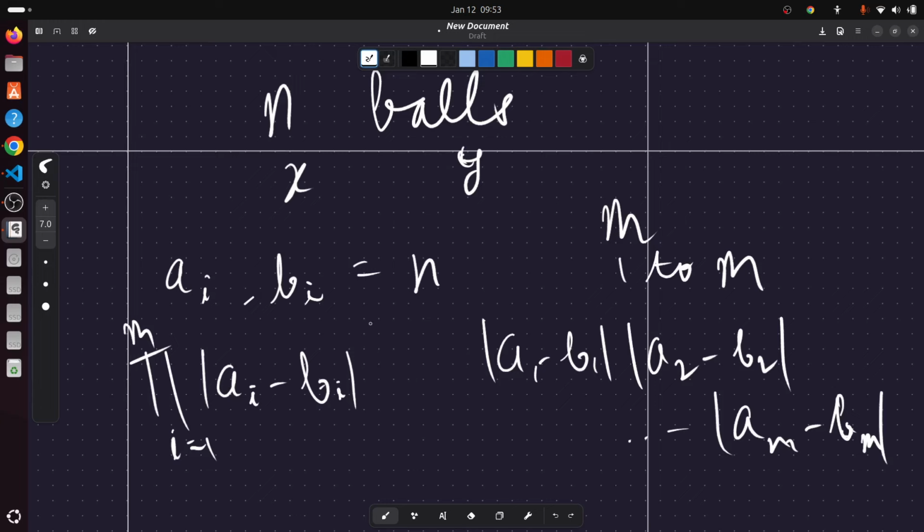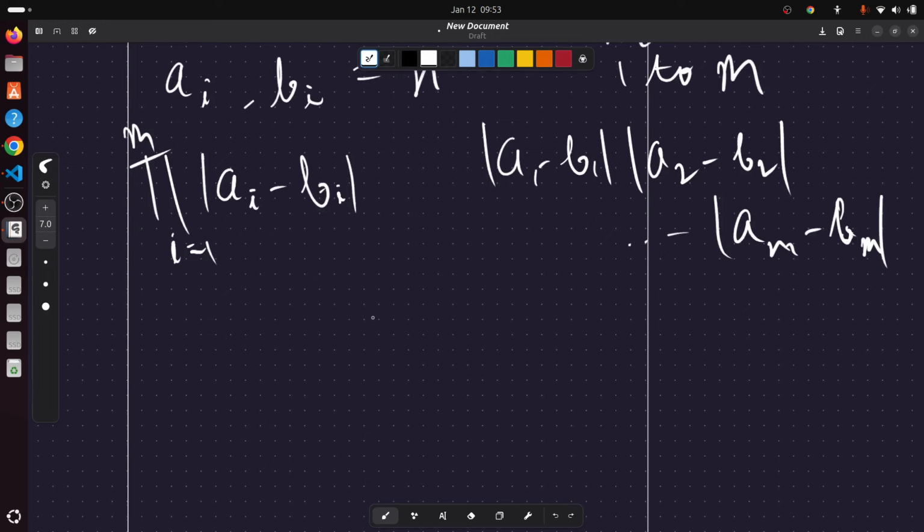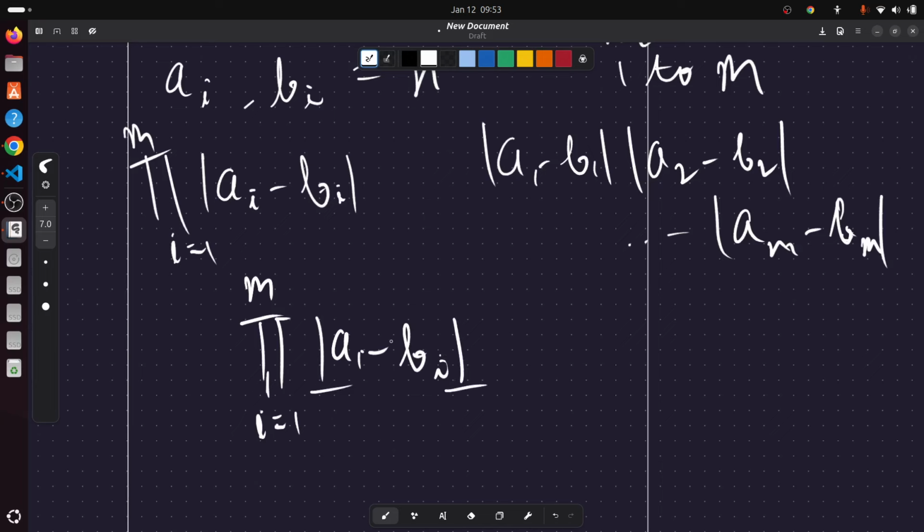All right, so let us think about what we can do. First of all, just look at the expression: the product from i equal to 1 to m of modulus ai minus bi. So why is this mod required?